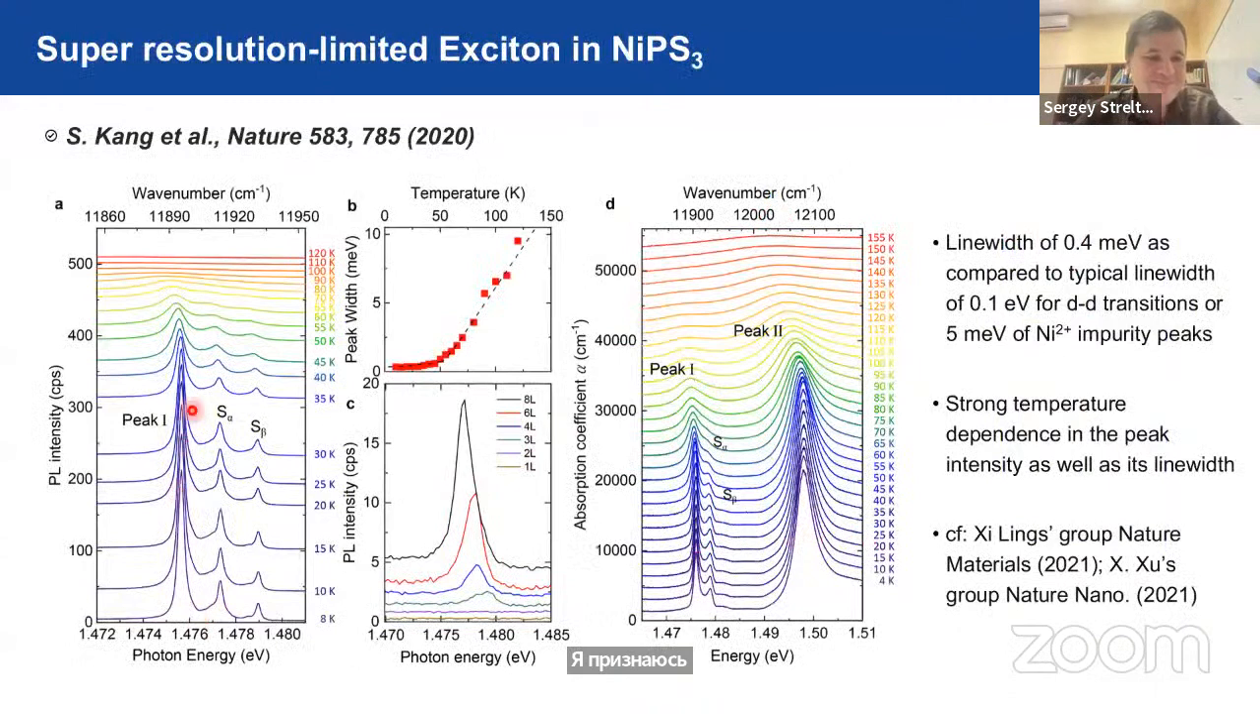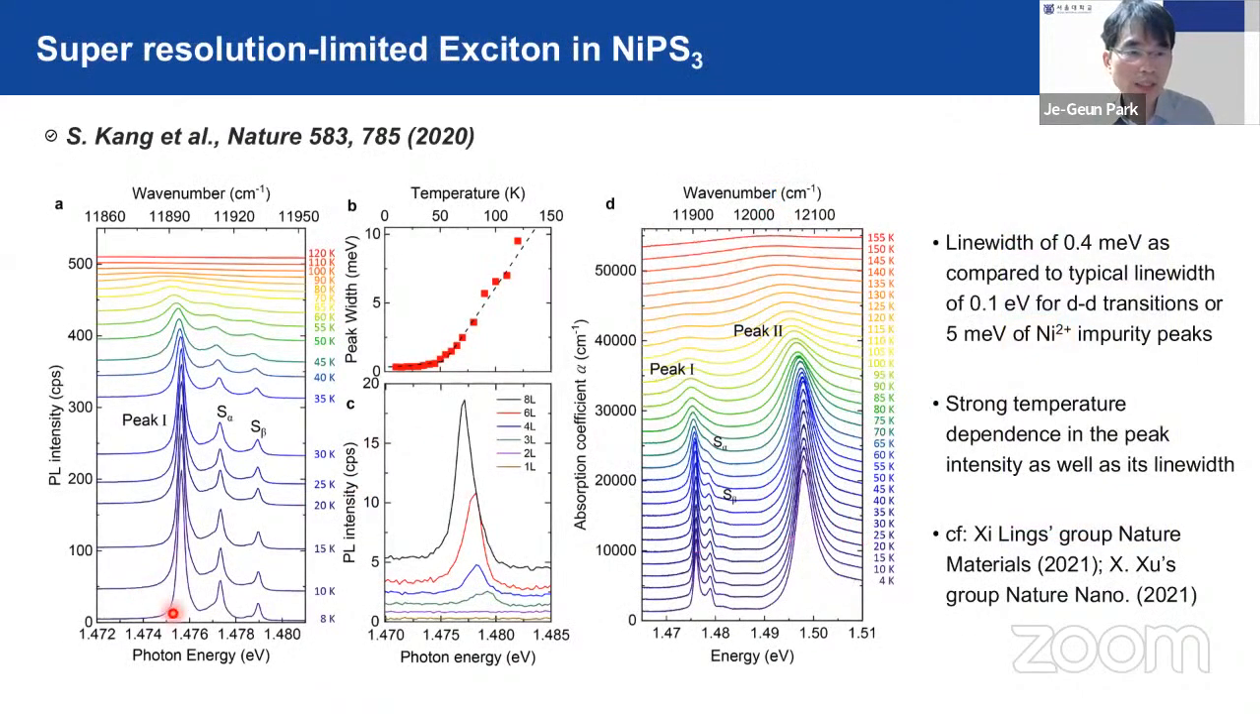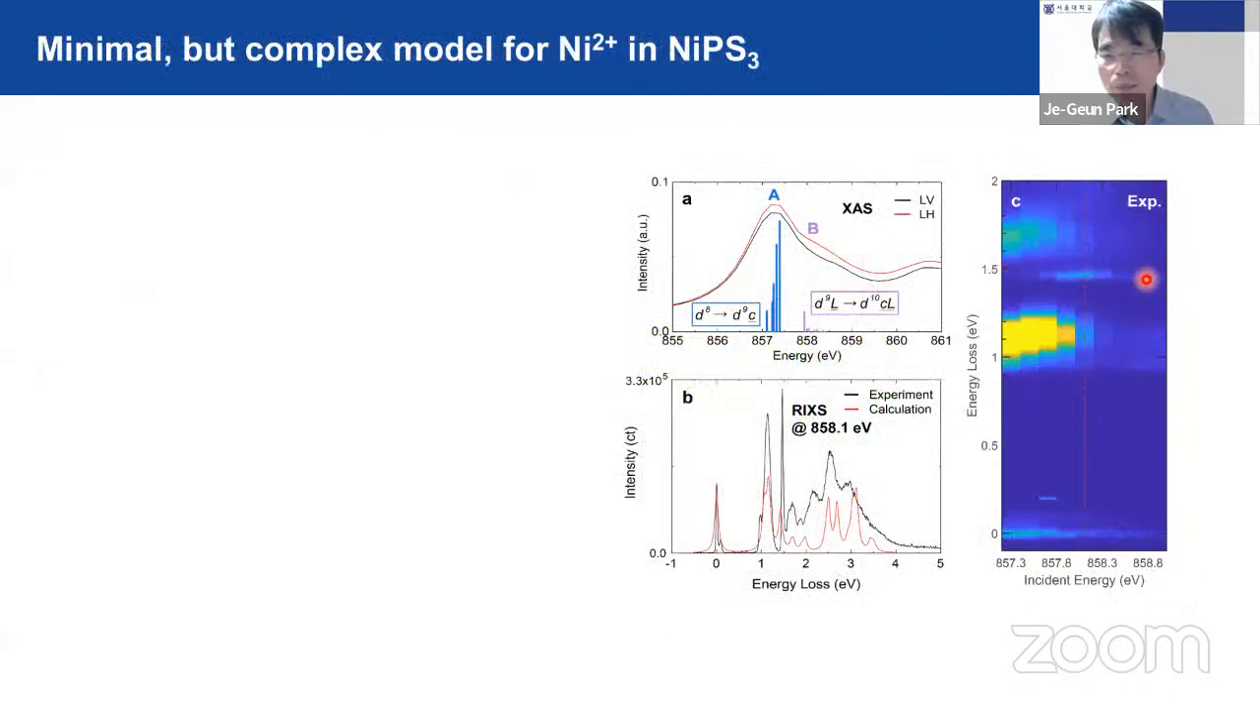So to understand these very, very narrow magnetic excitons, we decided to do another experiment. That was the RIXS experiment, resonant inelastic X-ray scattering. The data I'm showing on the right is the experimental data. The x-axis is the incident energy of the X-rays, and the y-axis is energy loss. If I make one cut along the vertical, that basically produces one energy loss spectrum. The exciton, or magnetic exciton, I should say, we found is at about 1.47 eV, and that's here.